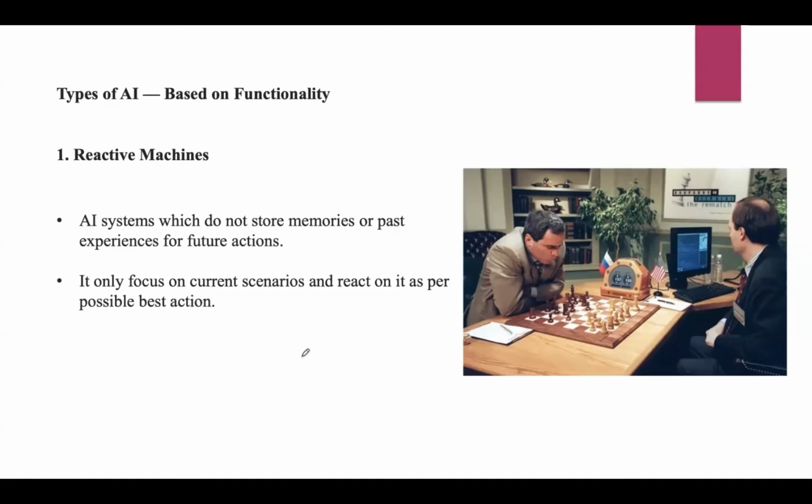Reactive machines are AI systems which have no memory. They operate solely based on present data, taking into account only the current situation. They can perform a narrow range of predefined tasks. We can define it as an AI system which does not store memories or any past experiences in order to perform any action in future. It mainly focuses on the current scenario and reacts to it with the best possible action.